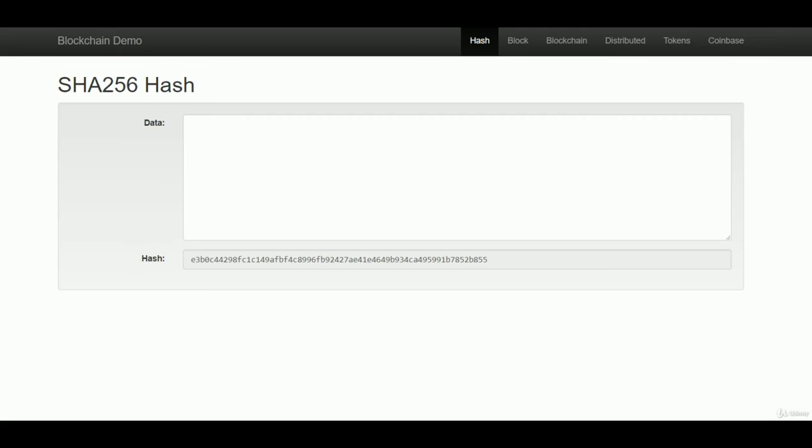So this is called the Anders website. In this website, you can see the hash, the block, the blockchain, the distributed, token, and Coinbase. So what is the hash? Now we are in this phase called hash.